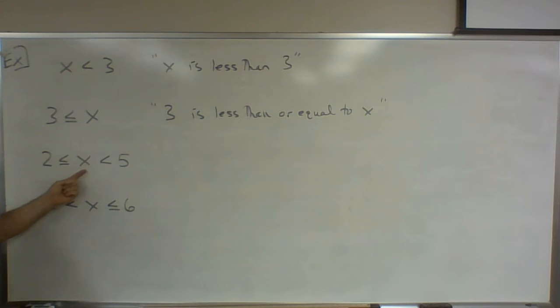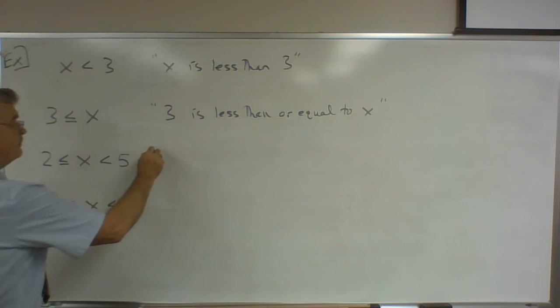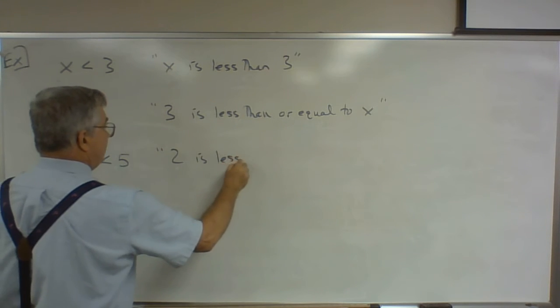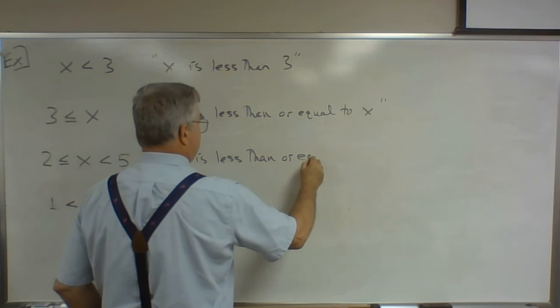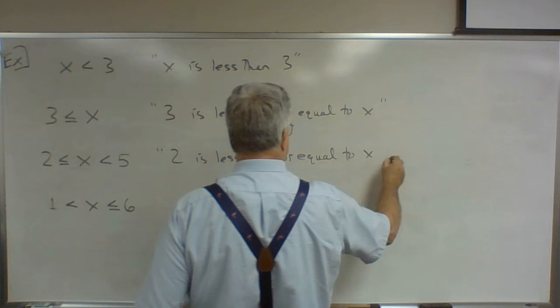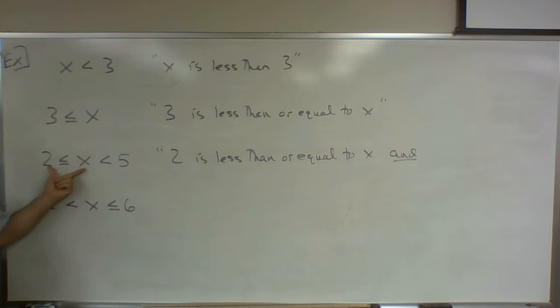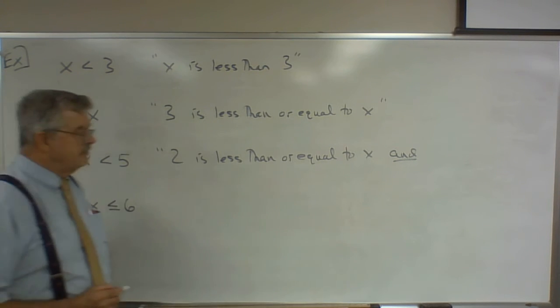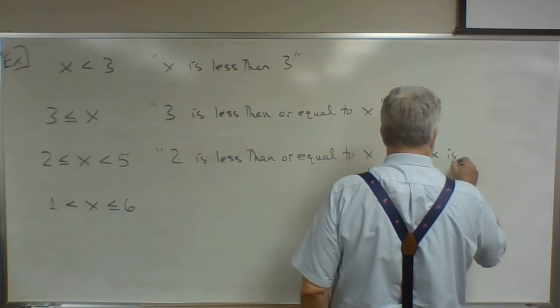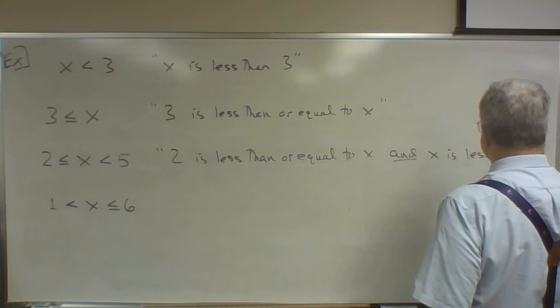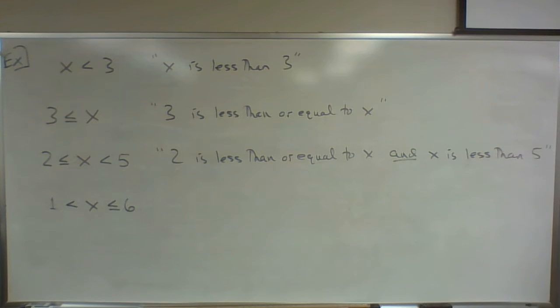This next inequality has two parts. The first part tells us 2 is less than or equal to X. What does the second half of the inequality tell us? X is less than 5, right? Looking good.